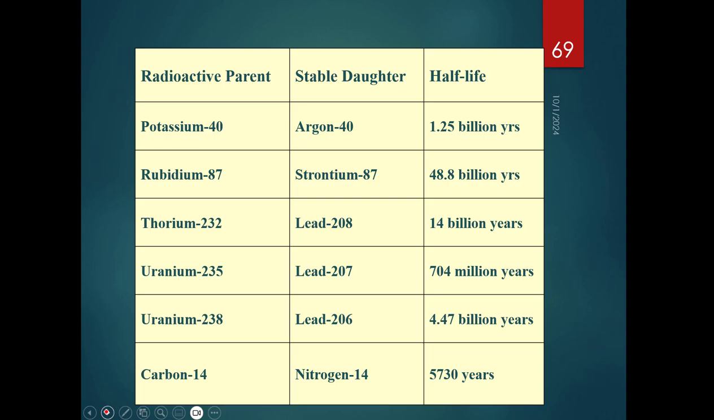And these are the radioactive elements we use in geology to calculate ages of different rocks. Of course, I will not ask it because I don't know, but here is the radioactive parent, the stable daughter, and the half-life. See, we use a lot the uranium 235, the 238, carbon 14.